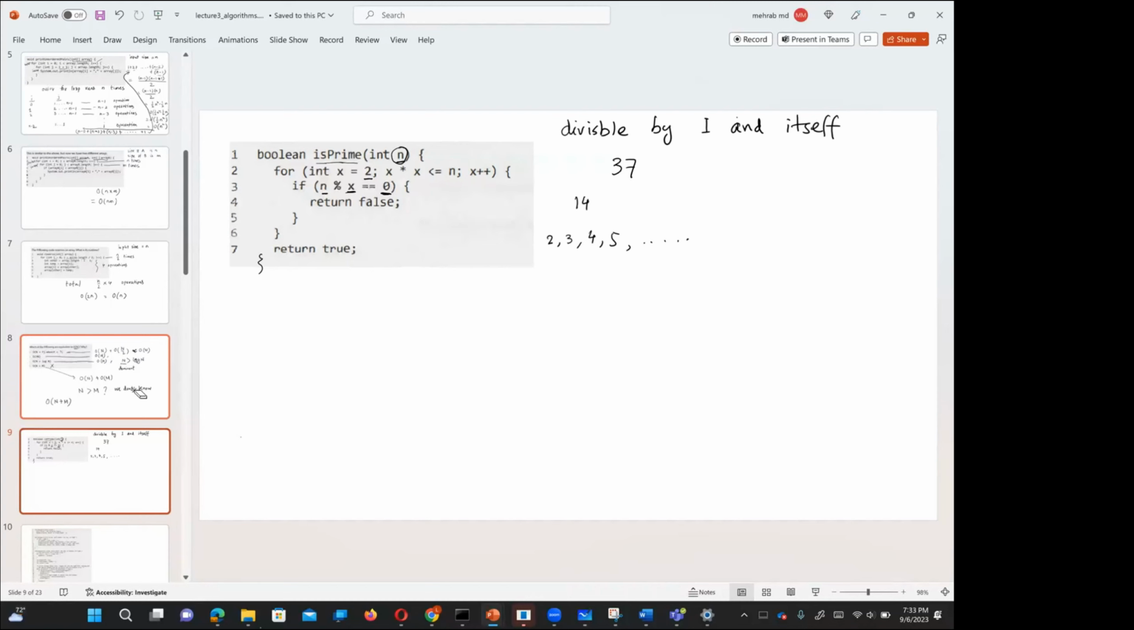If it is divisible by any of those numbers, then we return false. That means it's not prime. But in case it's not divisible by anything, so all the checks fail, then it will go here and say true. That means it's prime, right?